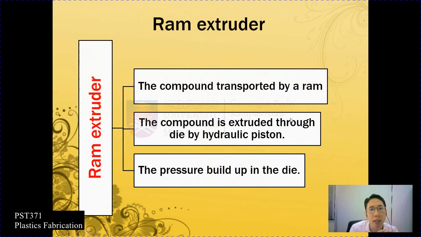The ram extruder. The compound transport by a ram. Saya mention tadi. The compound extruded through die by a hydraulic piston. The pressure build up in a die. So, dia tak ada screw. So, apa jadi? You melt dalam awak punya barrel. Okay. At certain time, bila your raw material is fully melted, okay, and then you will exert the pressure, okay, using a ram to push the material go through the die itself.